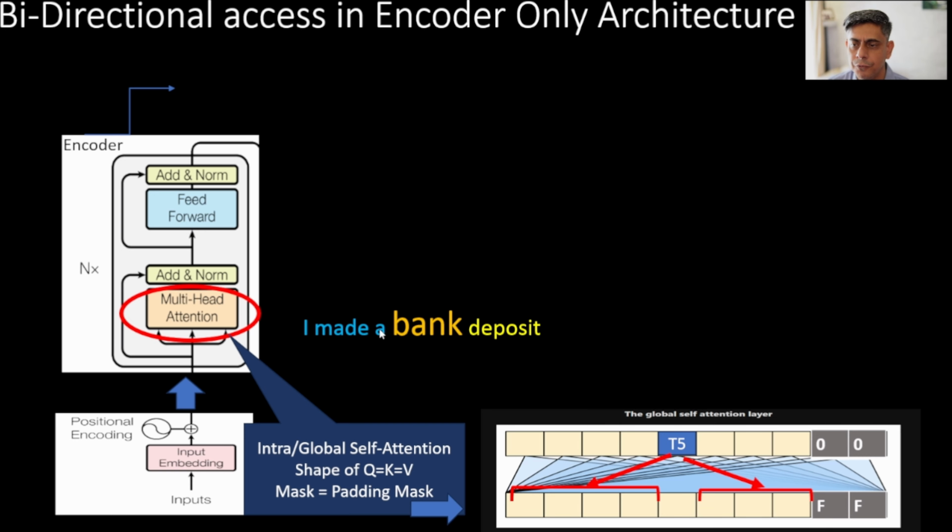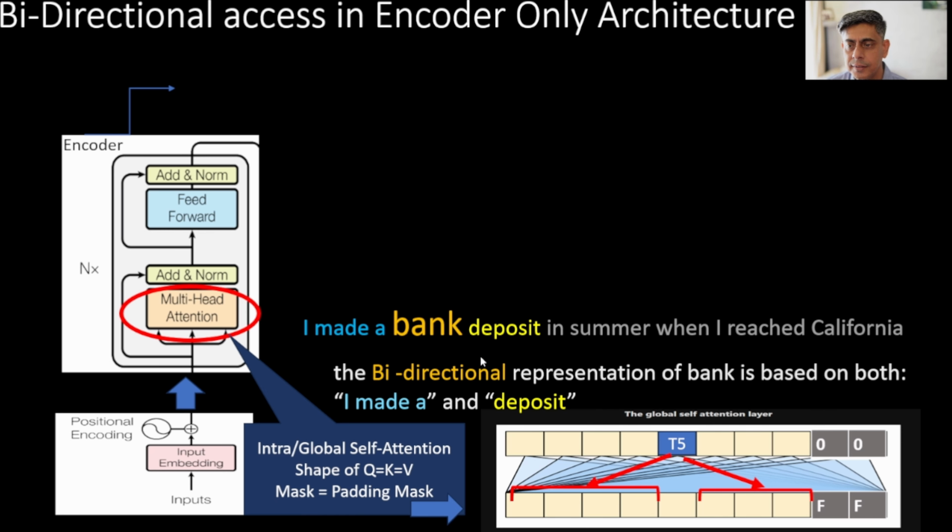Which means, if we take this example of "I made a bank deposit in summer when I reached California," then the bank has access to "I made a" as well as "deposit." So it has both the left and right-hand context. So that is the benefit, what we saw when we saw the score of BERT versus GPT, and that is the argument of BERT actually.